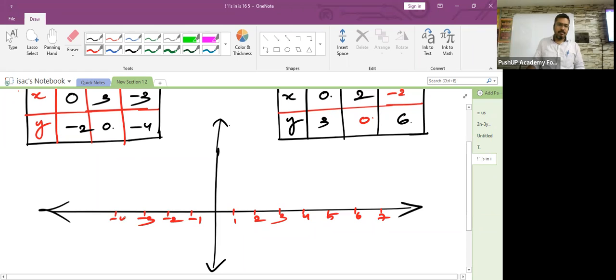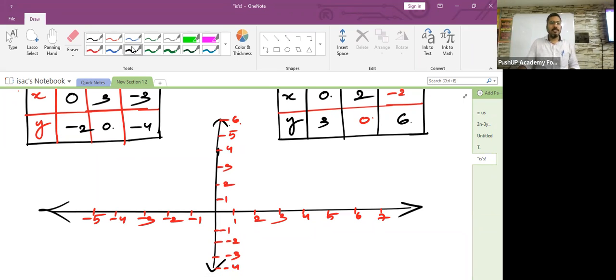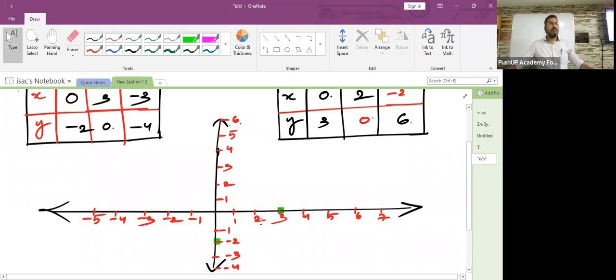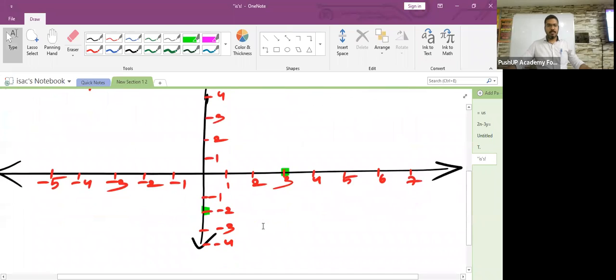Let's do it together. Okay, let's plot the points for the first table, 0, -2. 0, -2 will come over here, right? Then my 3, 0. 3, 0 will come over here. Hello, children, do you agree with that? I'll just zoom this.